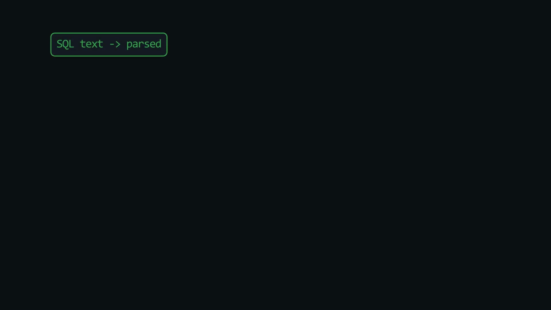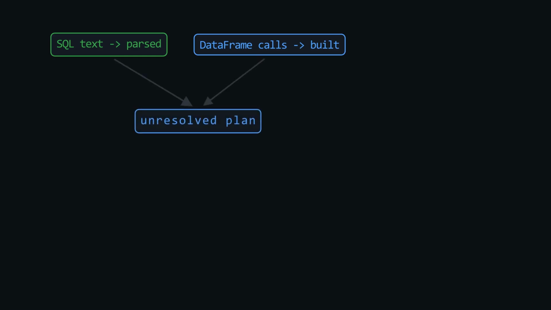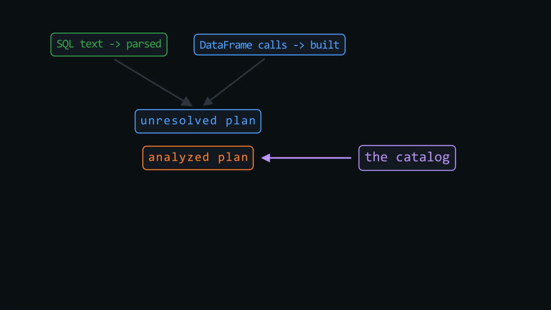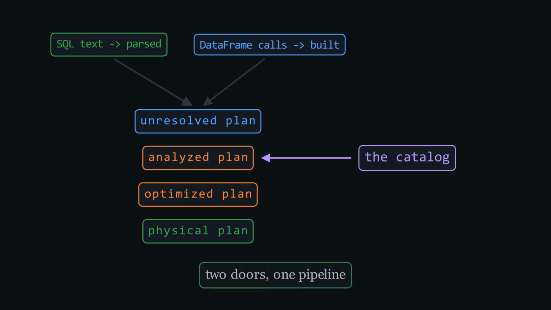This is where they meet. Your SQL text gets parsed into an unresolved plan. Your DataFrame calls build that plan directly, no parser involved. From there, they follow the same road. The analyzer resolves the names against the catalog, the step that decides whether the word logs means anything. Then the optimizer rewrites the plan, and only then does Spark pick a physical plan. 2 doors, 1 pipeline, which is why the 6 lines came out identical. And the catalog in the middle is the thing you're really configuring when you create a view.